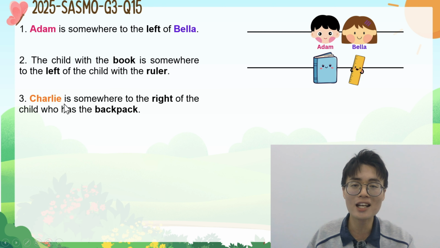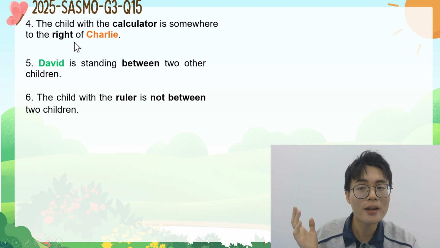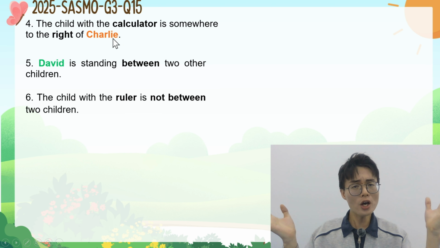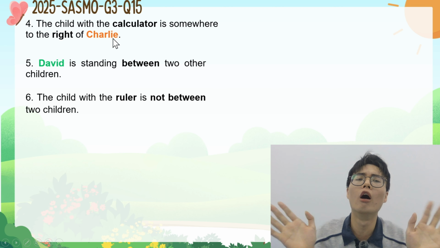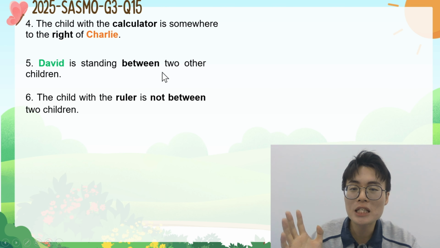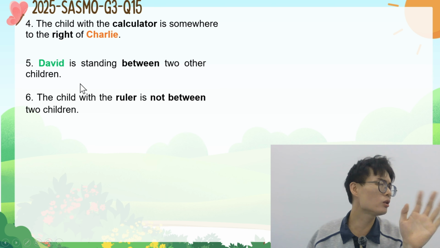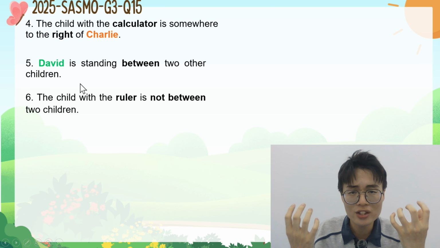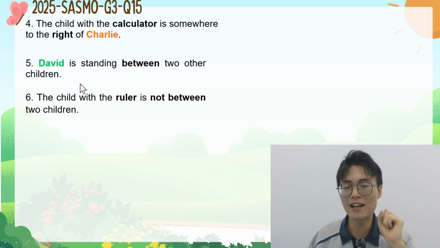Okay, no worries. Let's continue to analyze. The calculator must be on the right of Charlie. It's also comparing an item and a child. So can we draw out the position? No. Next one, David is between 2 other children. Do we know who the other 2 children are? We don't know. So can we draw out the relationship of position? Still no. No worries. Let's see the final one.